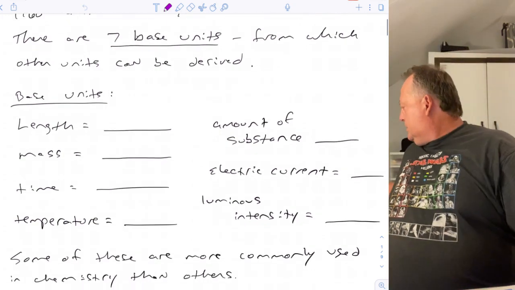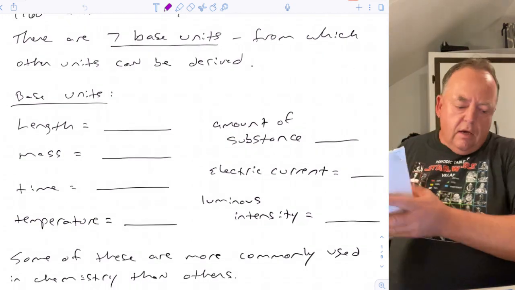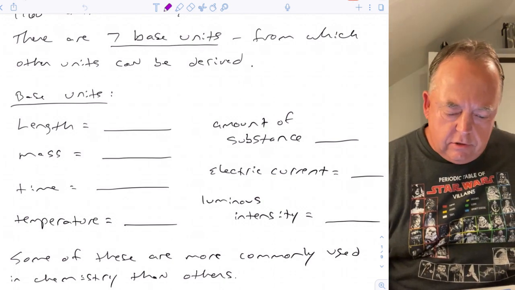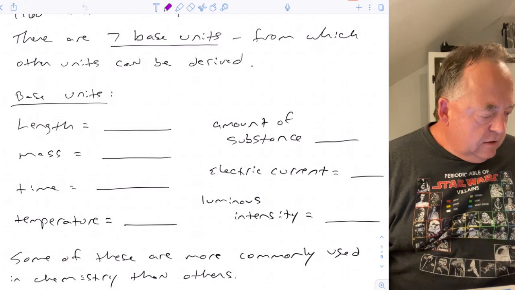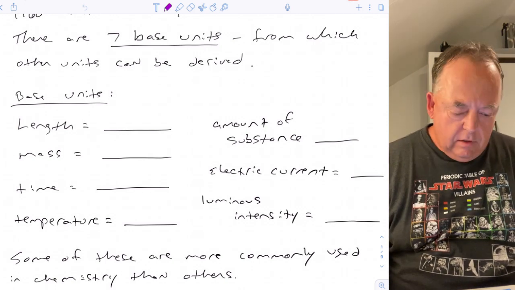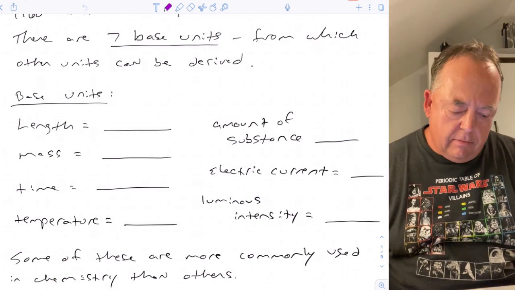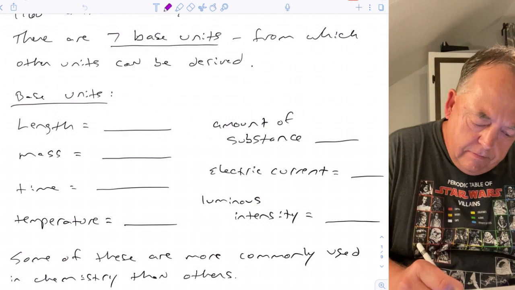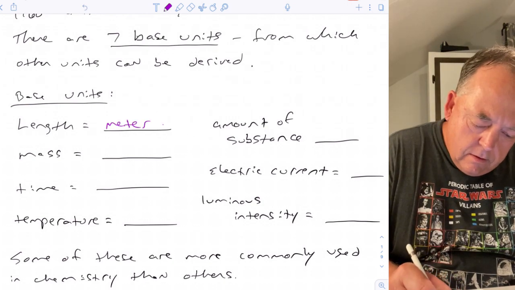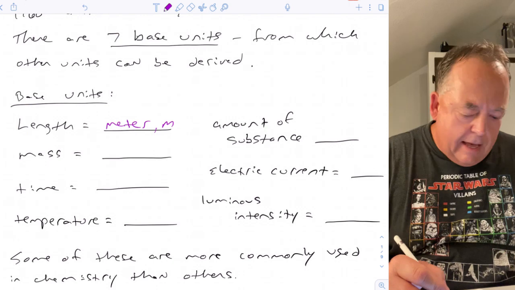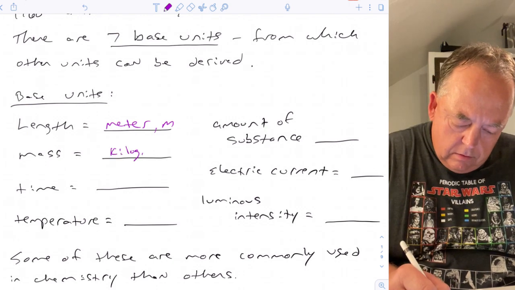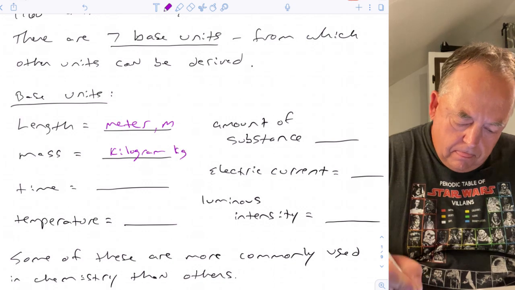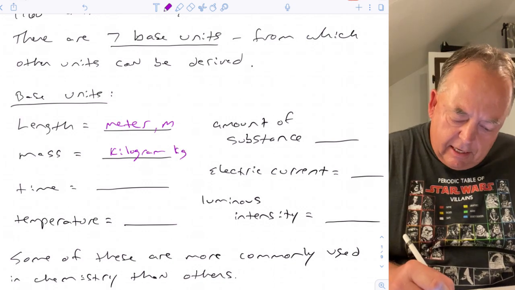So in the SI system, there are what are known as base units. So there are 7 base units from which all other units are derived. So what are those base units? So for length, the base unit is the meter. For mass, the base unit is the kilogram. Time, it's the second.